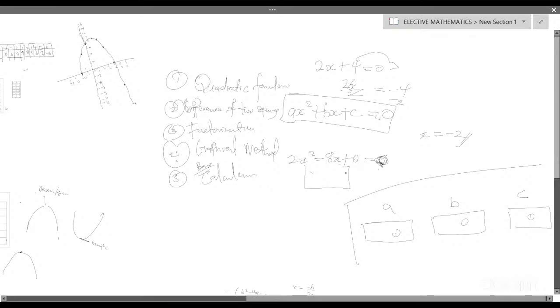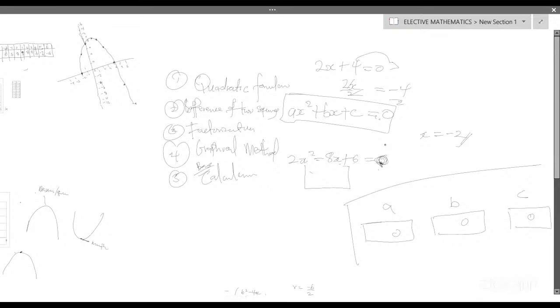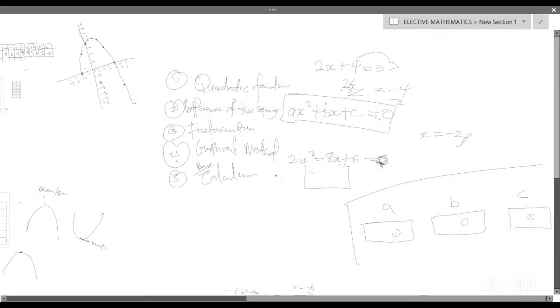What will be your C? 6. Then you press equal to, then you press your final equal to. So what are the values of x from your calculator? X1 is what? 3. And then x2 is what? 1.